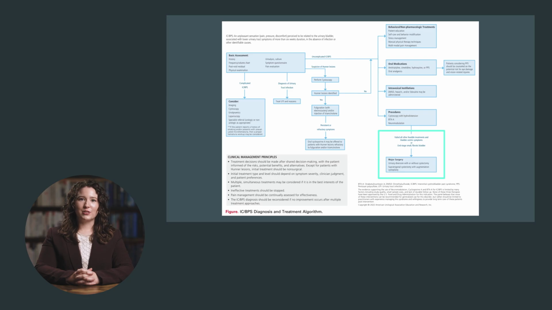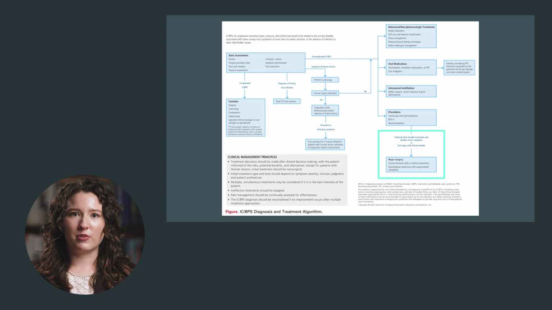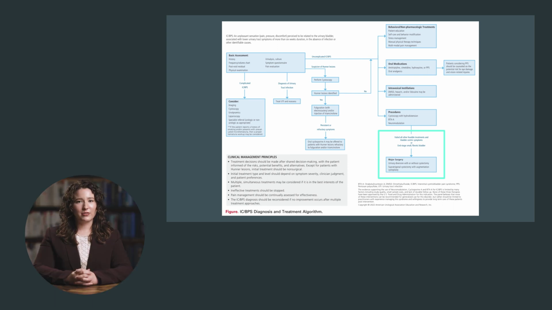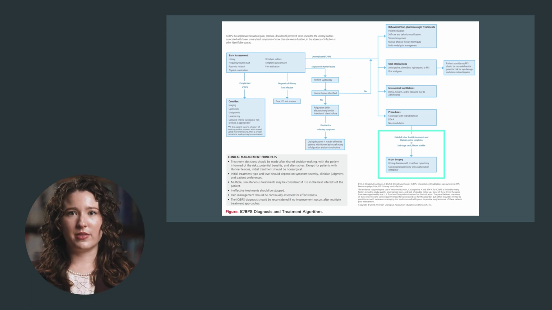Surgical approaches, such as substitution cystoplasty or urinary diversion with or without cystectomy, are reserved for complete treatment failures and generally should be avoided. When considered, it is for carefully selected patients with bladder-centric symptoms, or in the rare instance when there is an end-stage small fibrotic bladder.